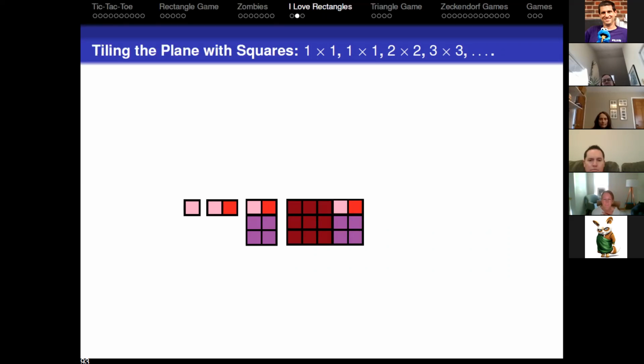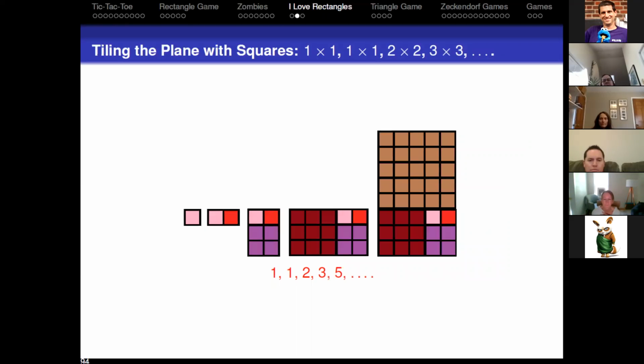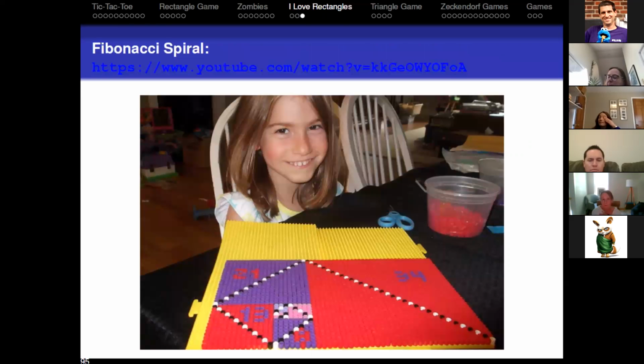5 by 5. So the sequence is 1, 1, 2, 3, 5. Does anybody recognize the sequence? Fibonacci. This is the Fibonacci numbers. This is a way to have the students discover the Fibonacci numbers. They're going to spiral out.